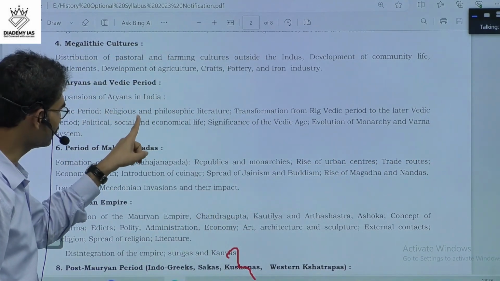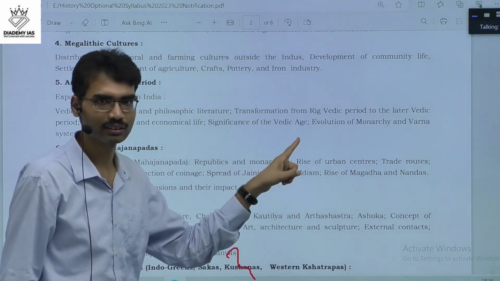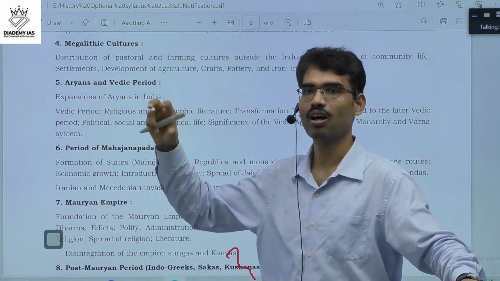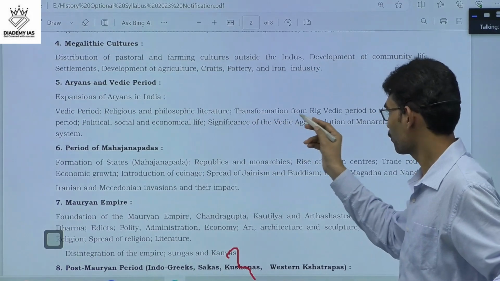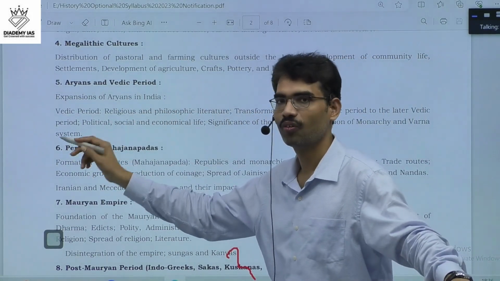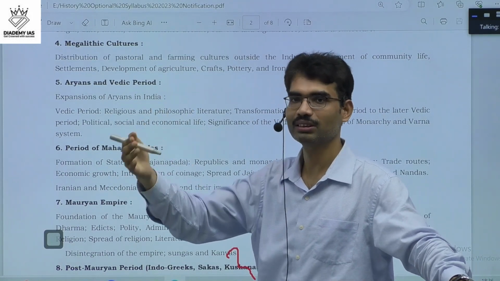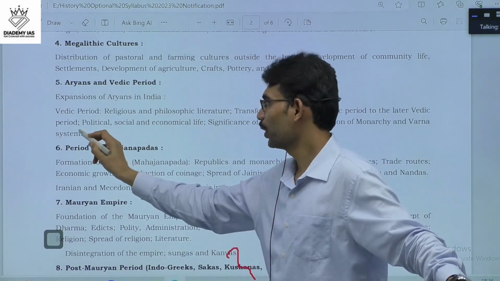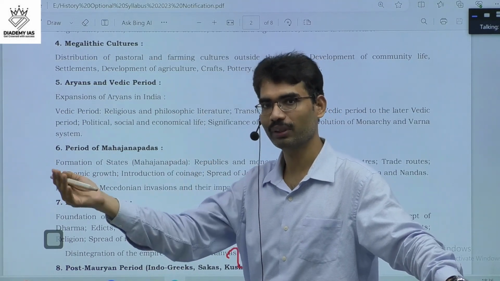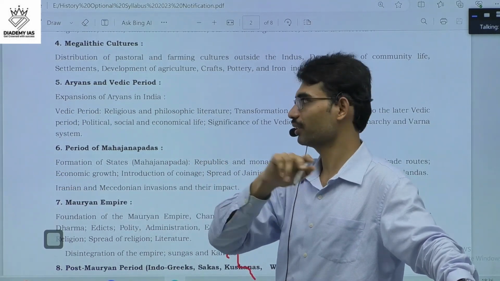Vedic period, religious and philosophic literature. Getting? Religious literature and philosophic literature, art and culture. Transformation from Rigvedic period to later Vedic period. What is the transformation? Transformation means evolution. Political: how political condition during early Vedic time period, how it transformed in the later Vedic.